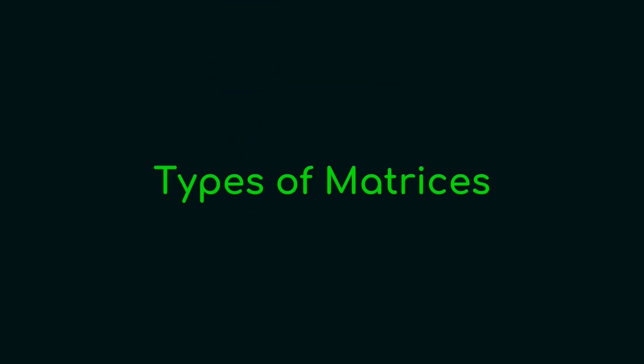Today's video is about types of matrices. In this section, we'll discuss the various types of matrices there are. The first type of matrix is a column matrix. Now you can just understand this from the name, right? A column matrix is a matrix which has only a single column.